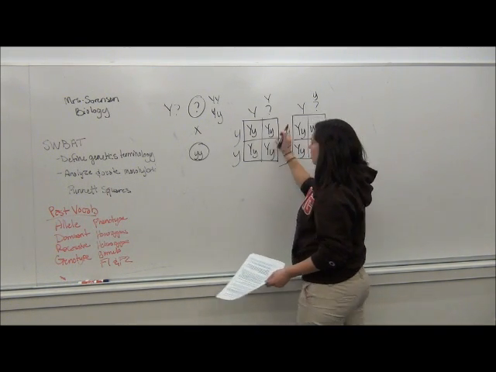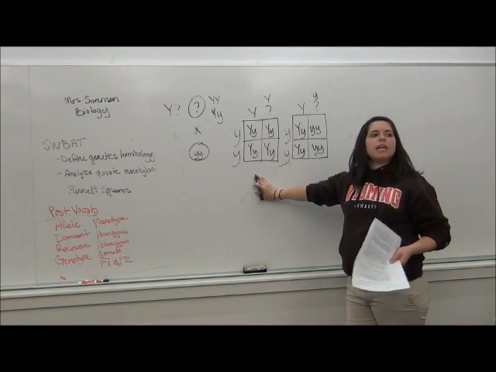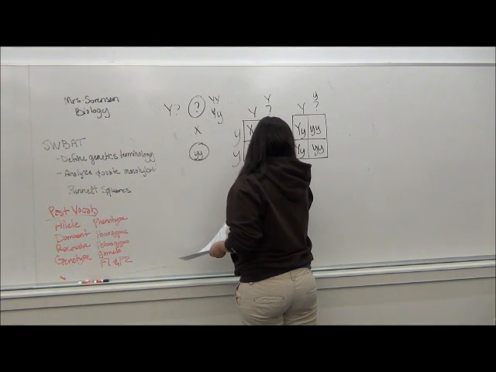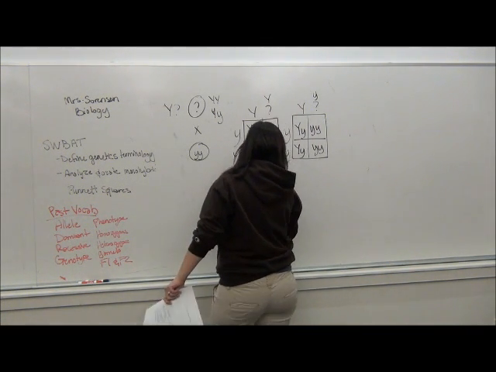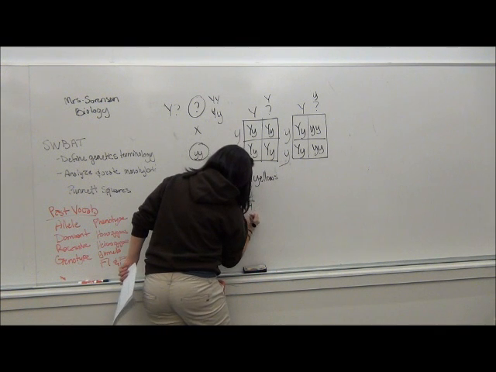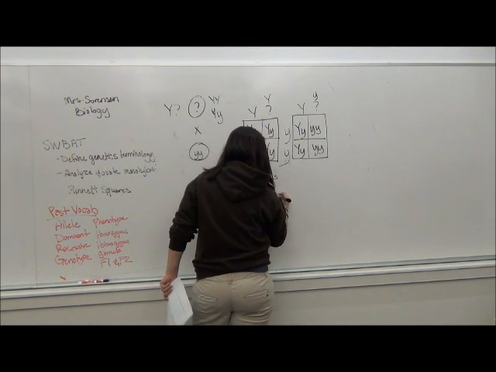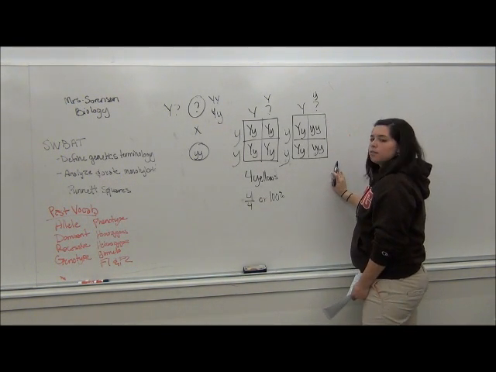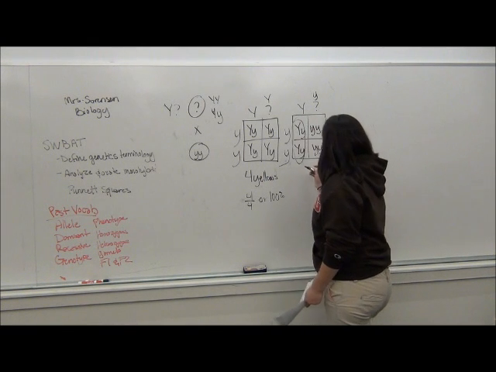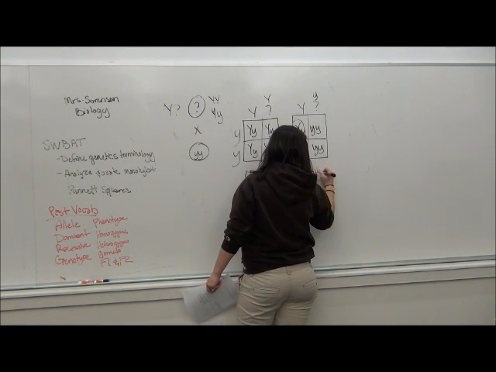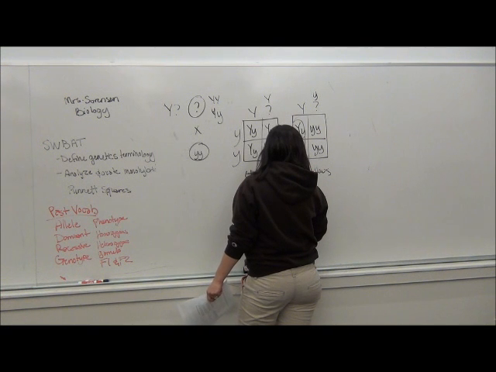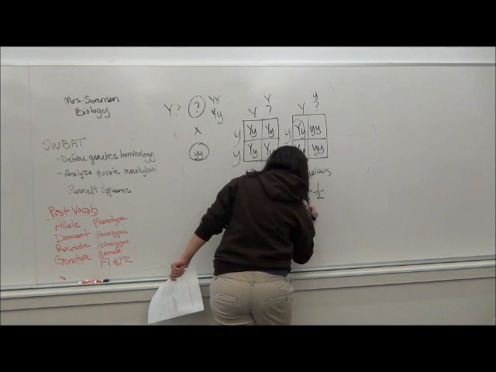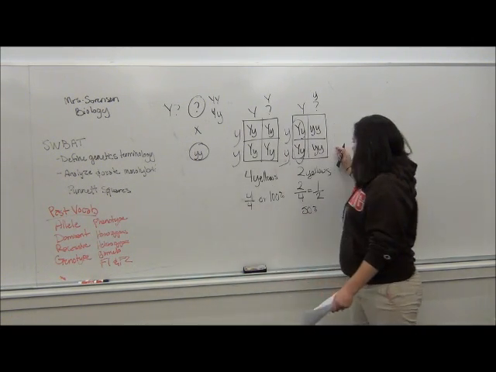Okay, so here, what do you have? How many yellows? How many dominant? Okay, you have 4 yellows. Or you have 4 out of 4 yellows. Or you have 100% yellow. Here, how many yellows do you have? 2. So you have 2 yellows. Or you have 2 out of 4 yellows, which is also 1/2. Or you have 50% yellow. True?